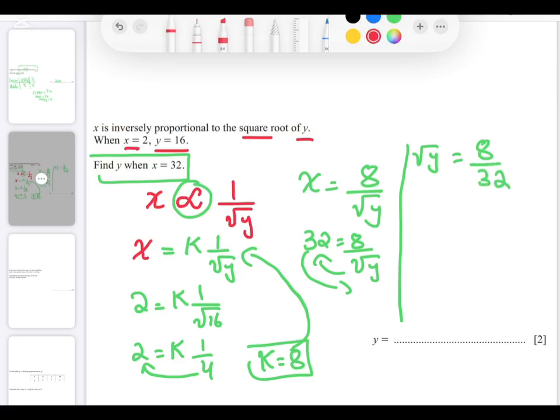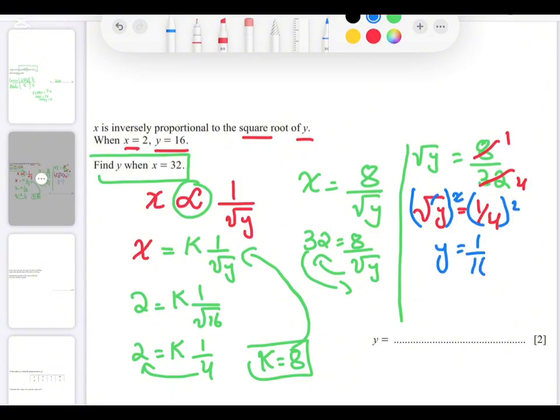So we can cancel out: 8 ones and 8 fours. So root y is equal to 1 upon 4, but I need to find out the value of y, so I have to remove the root. For this we have to apply square on both sides. So the square root will cancel out, and 1 squared is 1 and 4 squared is 16. So 1 upon 16 is the final answer. Okay, so I hope everything is clear. Very simple question.